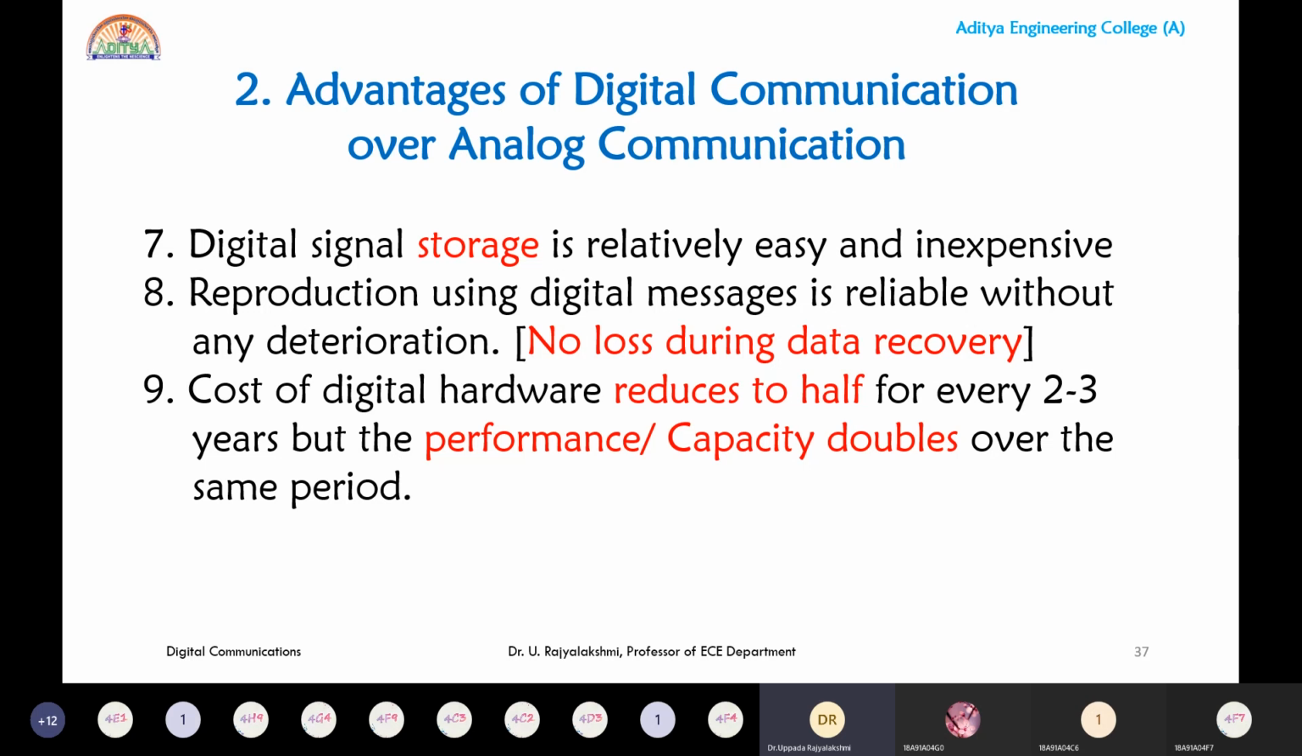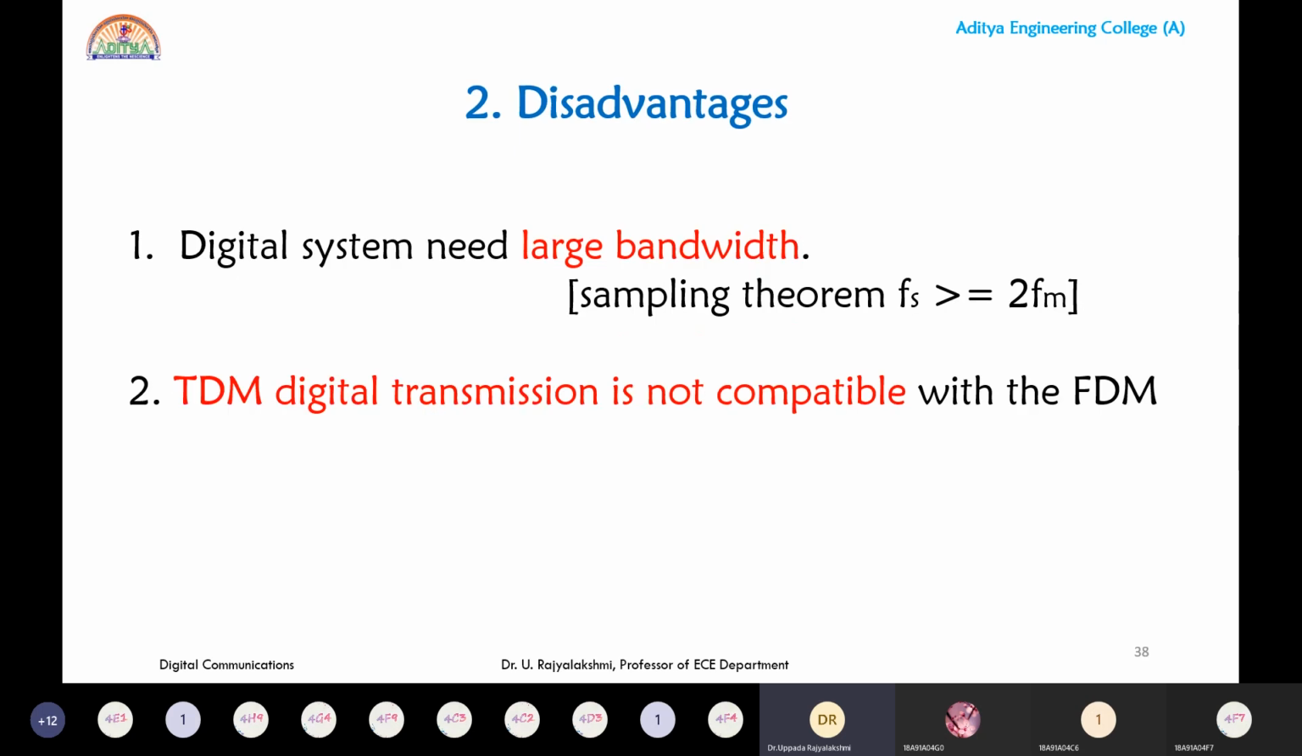The only main drawback is that it needs a large amount of bandwidth, but to compensate for that we provide a trade-off. In the last slide we saw the Shannon-Hartley theorem, where channel capacity is represented in terms of bandwidth and SNR, so we can compensate for that problem. All these things, the advantages and disadvantages, we studied in the last class.